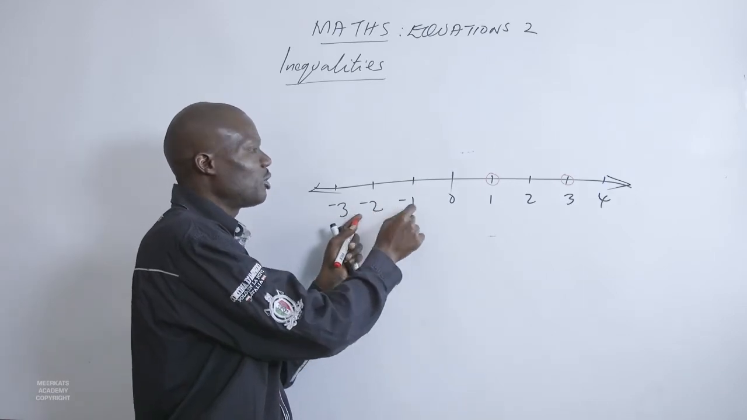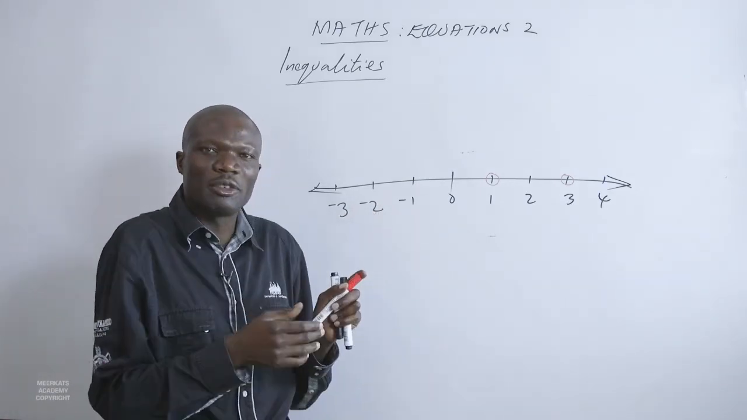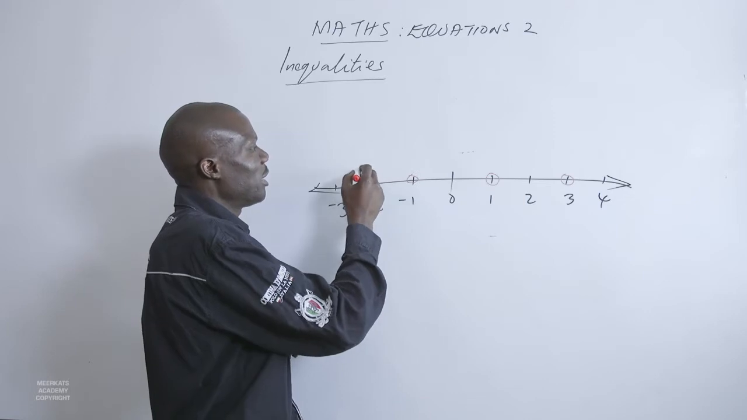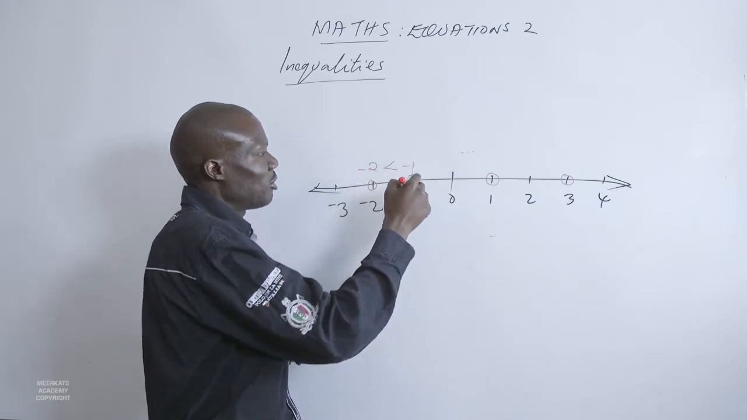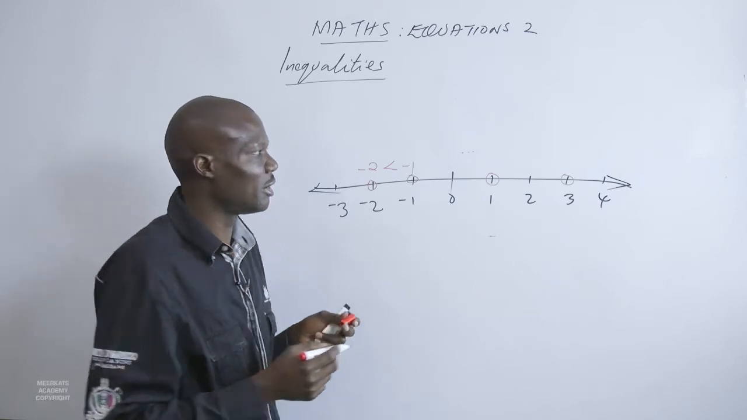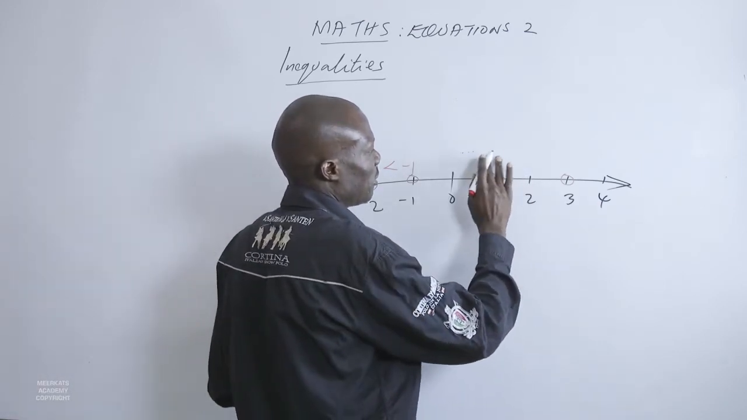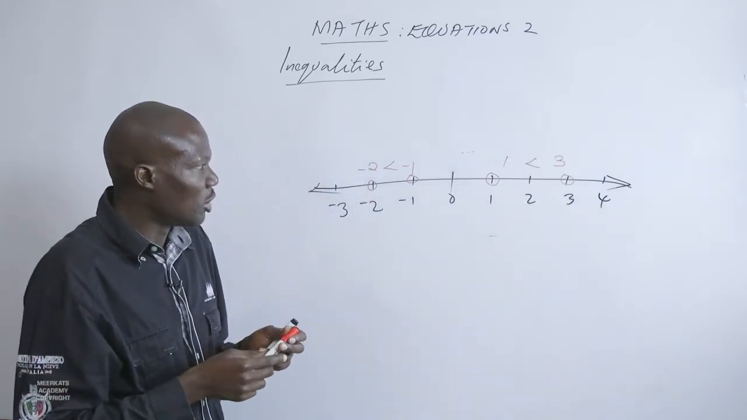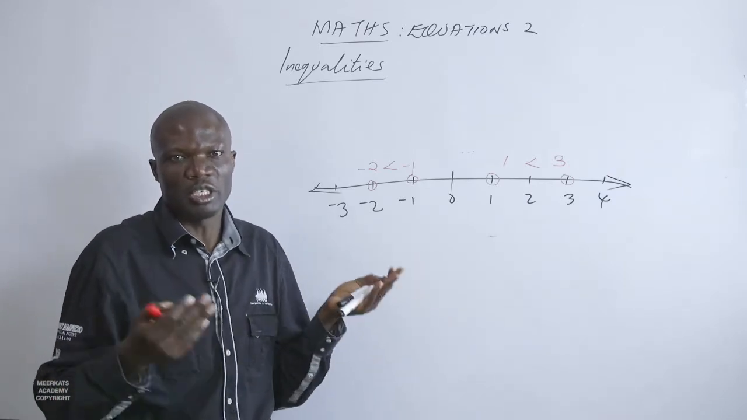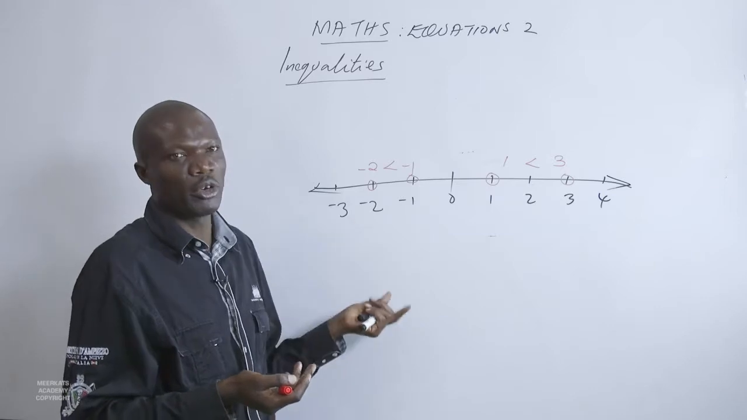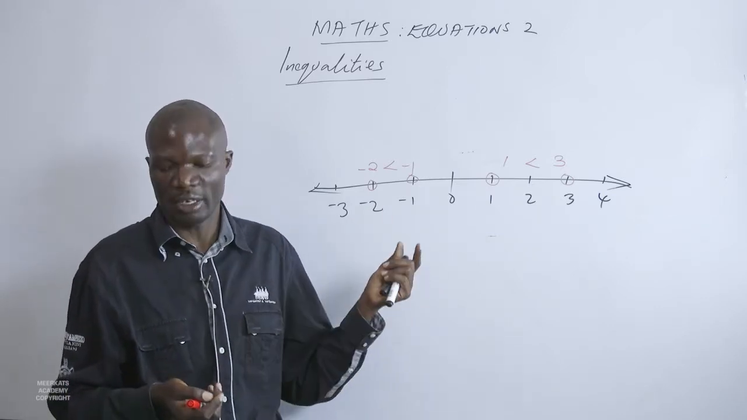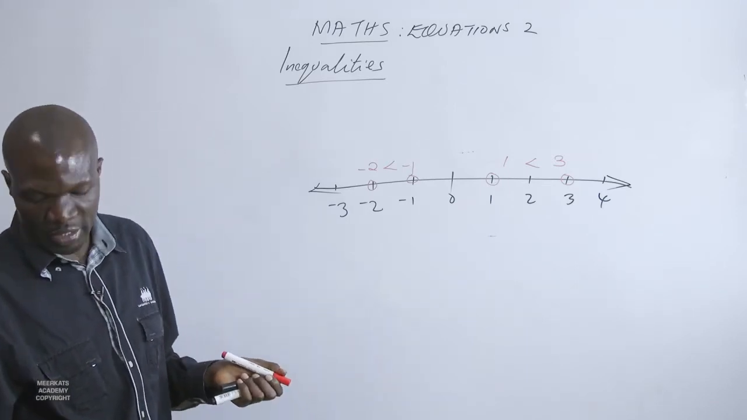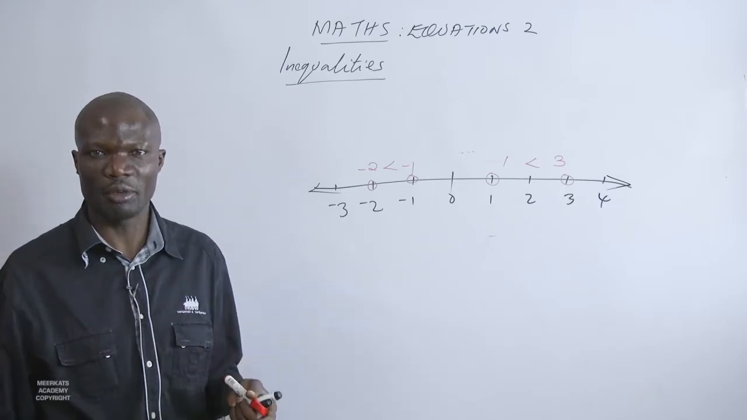Similarly, minus 2 and minus 1: minus 2 is further on the left than minus 1. Therefore, when we compare these, we can say minus 2 is less than minus 1. And here we have 1 is less than 3. So a number line can be used to show inequalities at any given time when we are comparing which one is greater than and which one is less than. So let us note the following when you are dealing with inequalities.